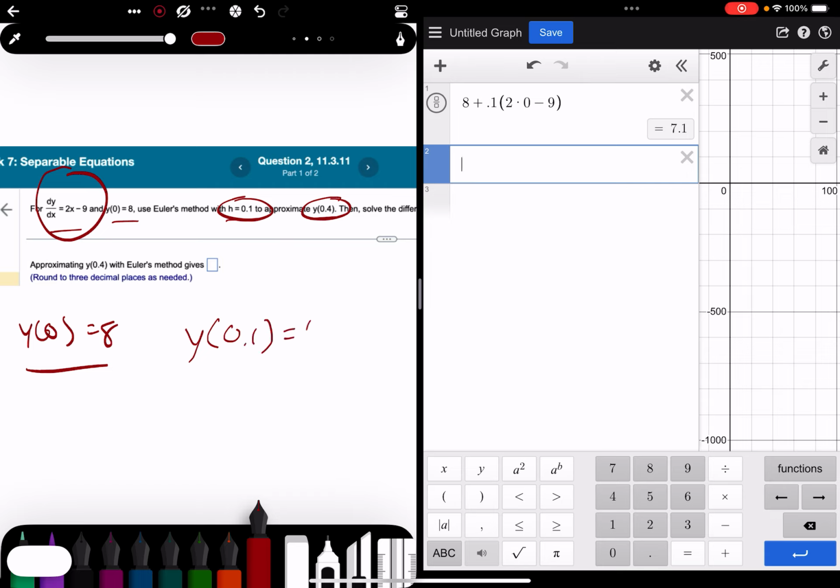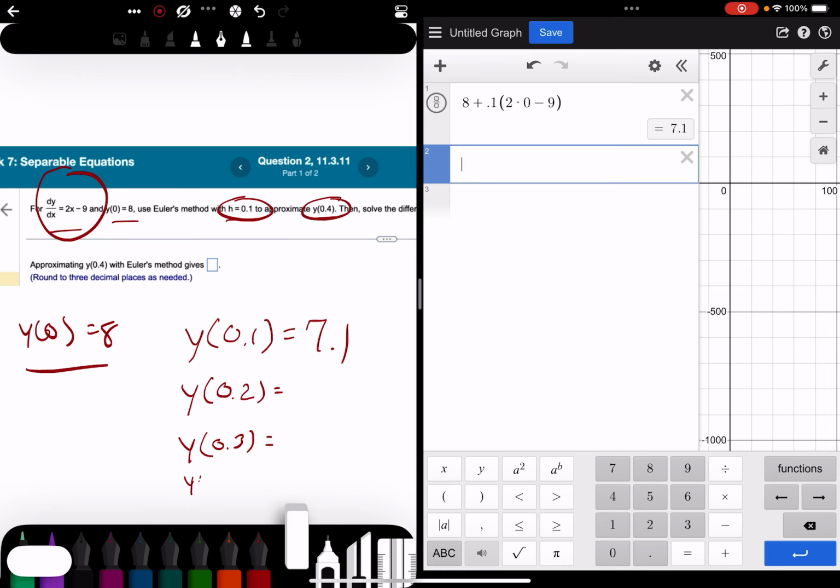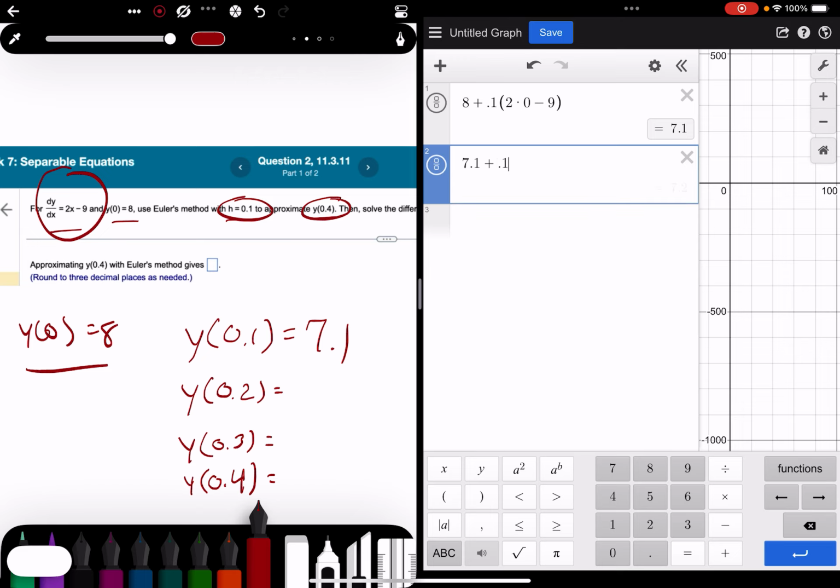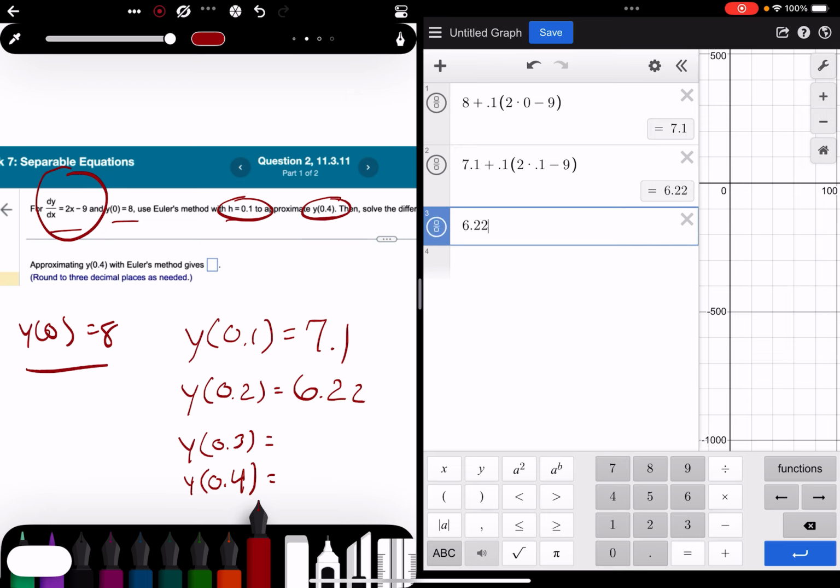So maybe at least I'll jot these down. I'm going to say y value at 0.2, y at 0.3, y of 0.4. Okay, so 7.1 for the first one. Let's keep it going. 7.1 plus the step size times 2 times x, which is 0.1. So the previous x value was 0.1. Okay, and then minus 9. So we have 6.22. Let's keep it going. 6.22 plus 0.1 times 2 times x, which is 0.2. The previous x value is 0.2 because y of 0.2 was 6.22, and then minus 9. So we have 5.36.